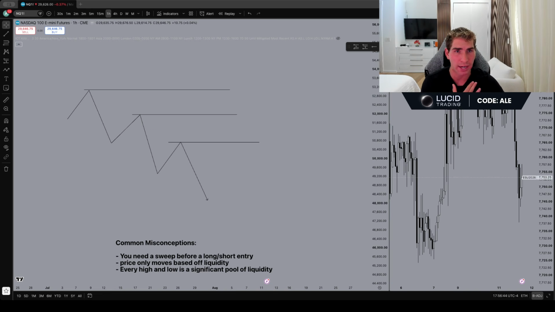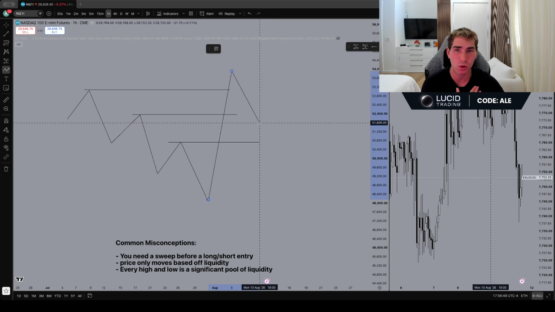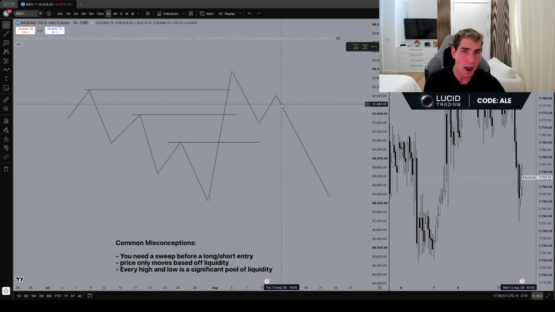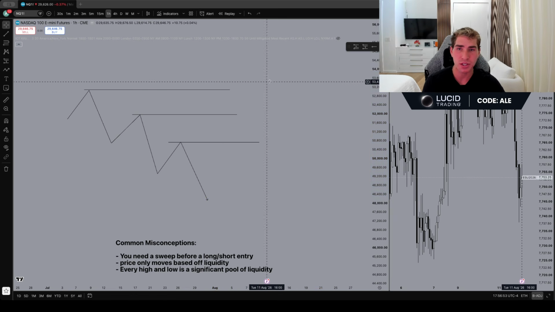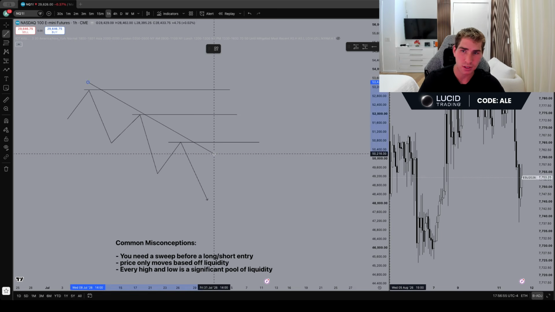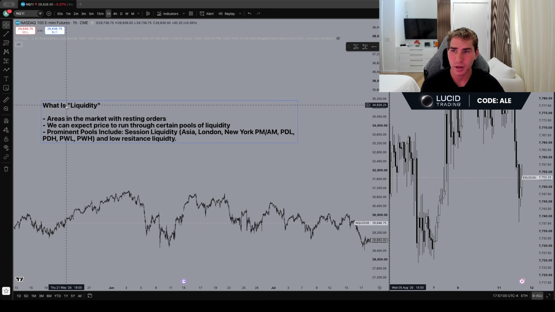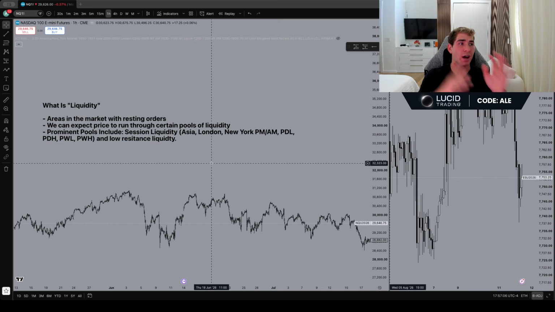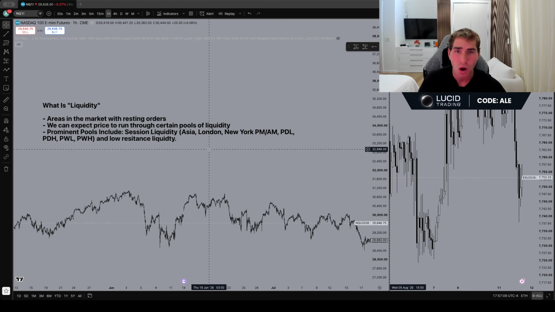Most people, like I told you before, wait for these highs to get swept before looking for a short entry, right? I do the opposite. I view these highs as what I consider, let's take a look at what I said here. What is liquidity? We only want price to run through certain pools. Pools of liquidity is going to be a group of highs or a group of lows in the market, or a significant time period, also known as a session, such as Asia, London, New York AM and PM.